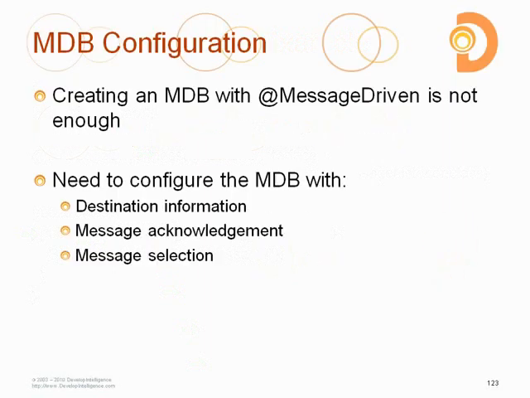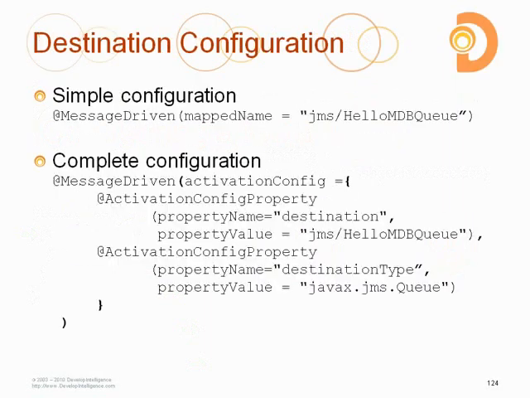It's a pretty simple process. All that I really need to do is specify which topic or which queue the message-driven bean is associated with. In EJB3, the easiest way is to use the first example here, where I specify the mapped name. That simply is enough to tell the container that the message-driven bean now functions as an endpoint to the hello MDB queue.